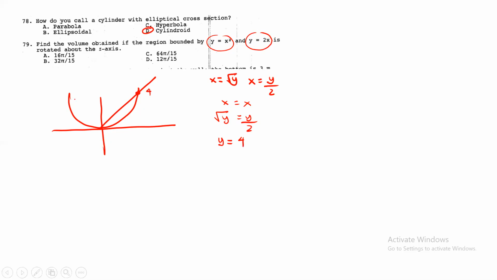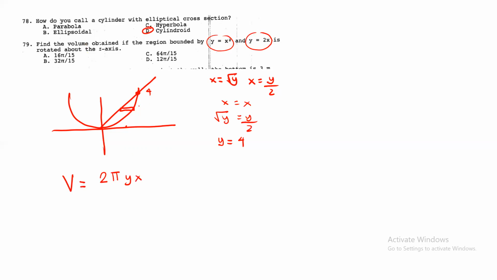So, the best strip to use is a horizontal strip so that it is bounded by the line and by the parabola. Since it is rotated about the x-axis, the strip is parallel to the axis of rotation. So, the formula we will use is 2 pi y x.